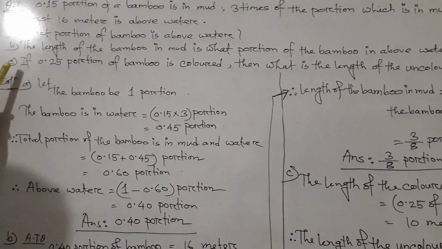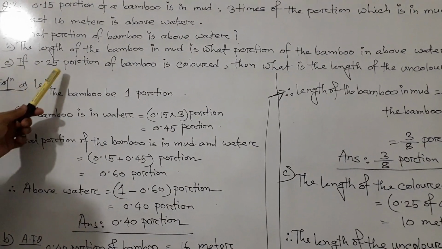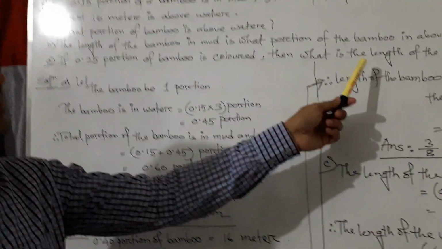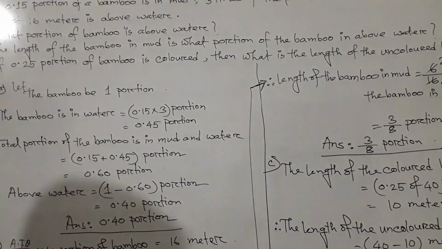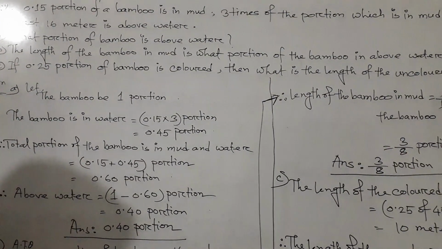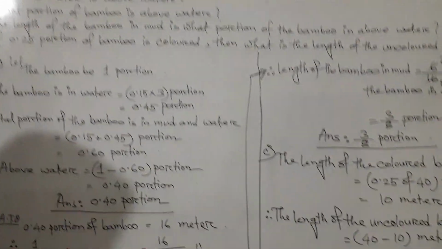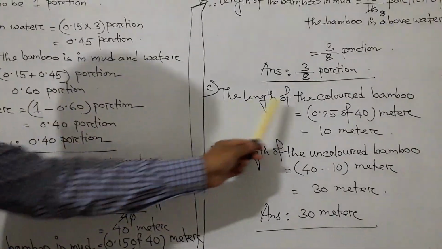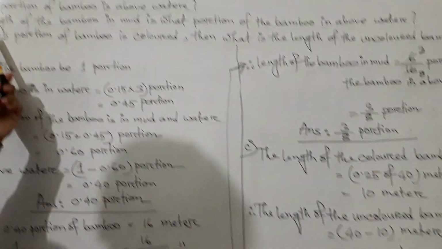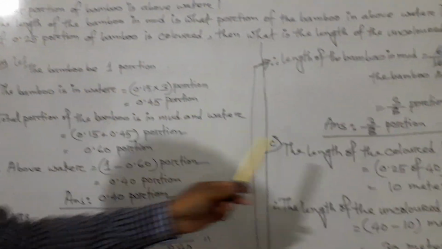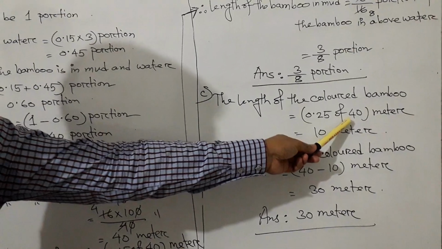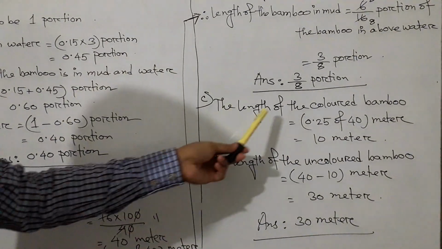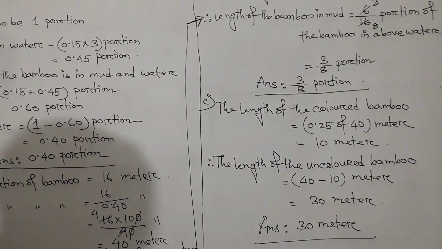Now question number C. 0.25 portion of the bamboo is colored. Then what is the length of the uncolored bamboo? So we find the total length of the bamboo is 40 meters. So we write down the length of the colored bamboo is 0.25 of 40, where 40 means the total length of the bamboo. Then we calculate the result, 10 meters. So the length of the colored bamboo is 10 meters.